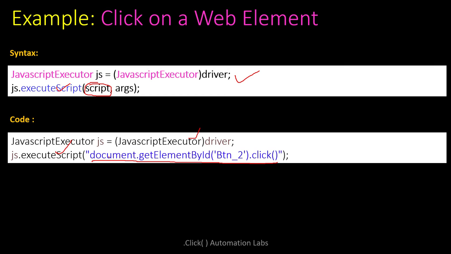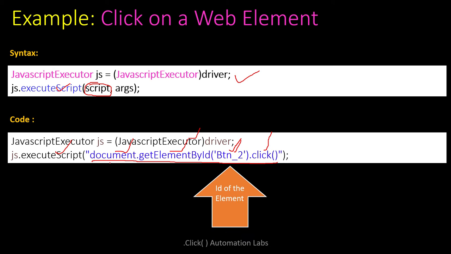So we are telling the WebDriver to execute this script, and this script is what? Document means browser. In the browser, get element by ID button underscore 2. So get the element matching this particular ID, means it will go through the browser and check all the objects and look for any object whose ID is matching this. Then on this particular object, it will fire dot click event. That way it will achieve your click action. Okay, so this is the ID of the element. Hope you are following me, right?